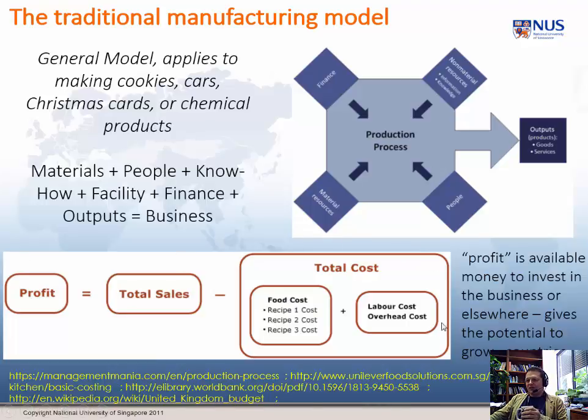Okay, how is this relevant? Well, to a chemical company it's relevant, but it's also relevant to countries. Your price for any of your cookies, in this case, will be equal to all the costs of making your cookie, plus an element of profit. And that profit can then be invested back in to make more cookies or a bigger factory or make something else or whatever. It gives your company the potential to grow.